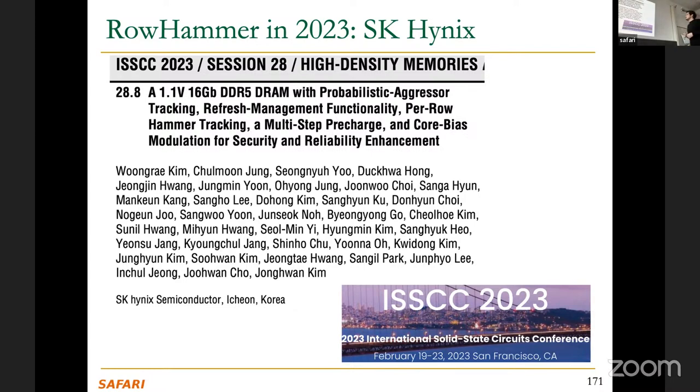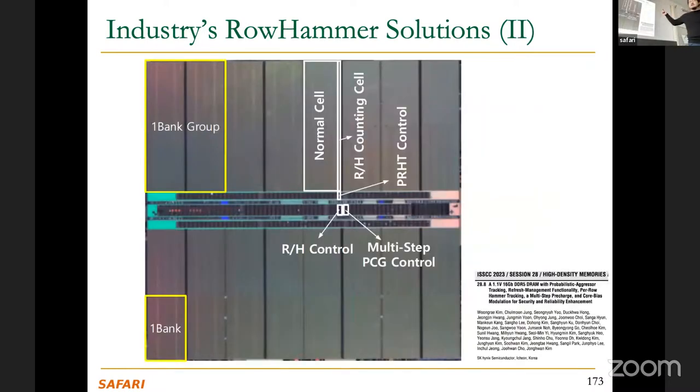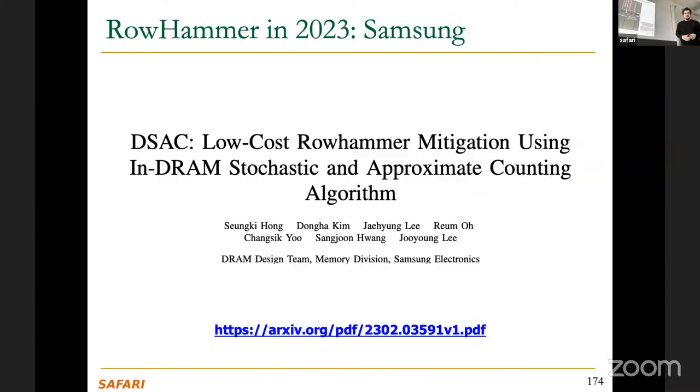So industry is taking some, I think, interesting steps. And this is an excerpt from that paper, and you can see the layout of the DRAM chip. The cells that I mentioned as counter cells are highlighted as this very thin rectangle here, the RH counting cell, that's the RowHammer counting cell, and then some additional control circuitry for that increment logic. These chips are prototypes. We don't know if they're in production, but it's an interesting step.